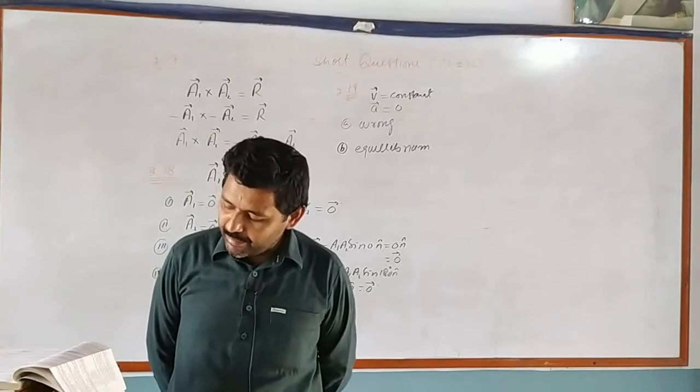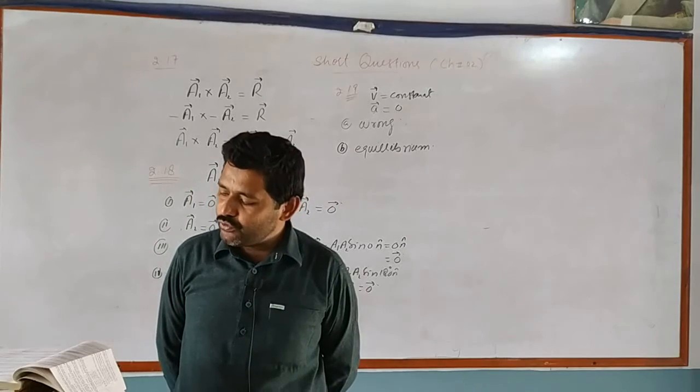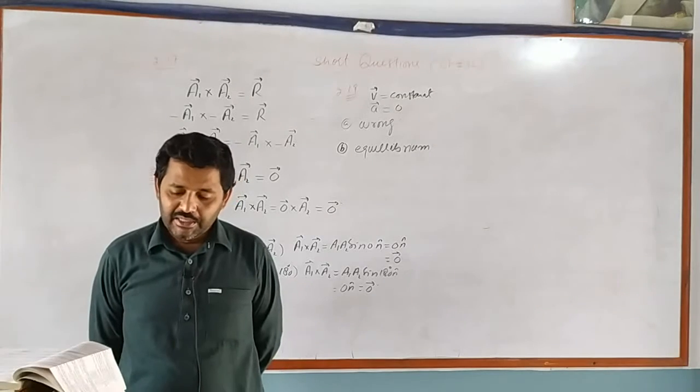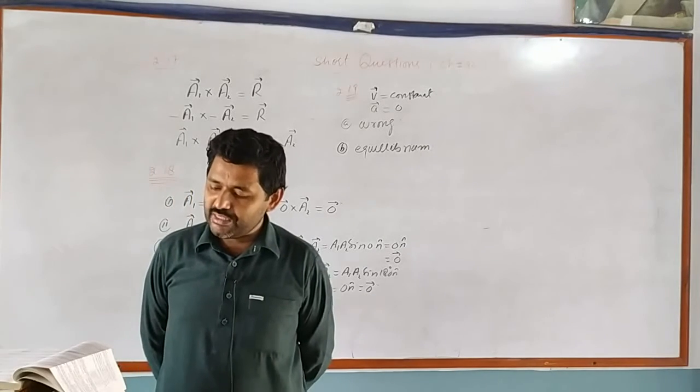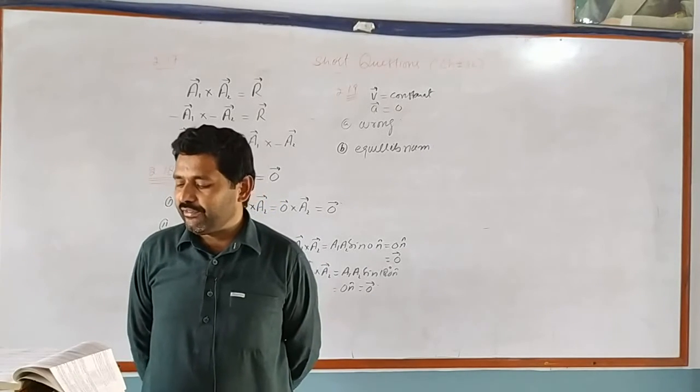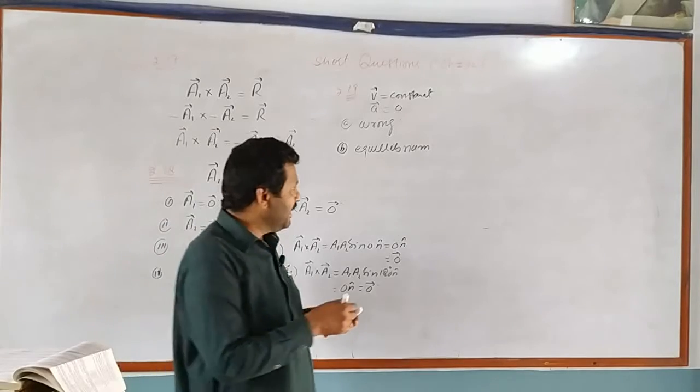Question number 20: a picture is suspended from a wall by two strings. Show by diagram the configuration of the strings for which the tension in the strings will be minimum.